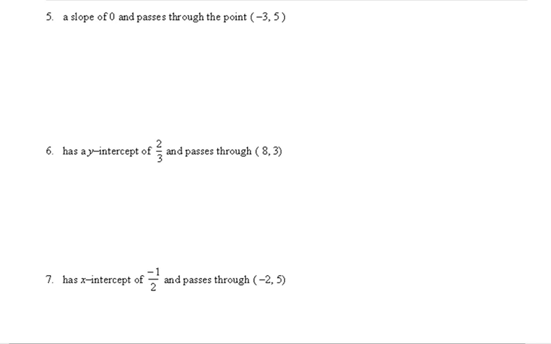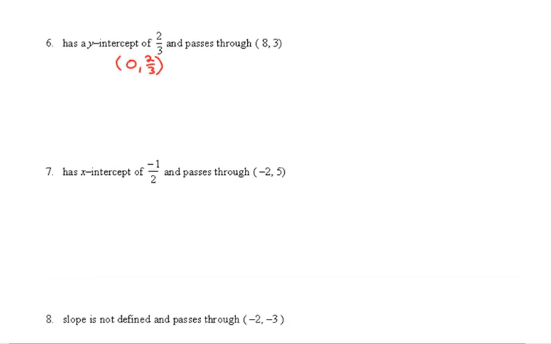So number 6, first question is, do we have our slope? It says has a y-intercept of 2/3 and passes through 8, 3. We don't know our slope. So we need to get our slope. But we need 2 points. Right now it only looks like we have 1 point. So can we turn the y-intercept into a point? Yes. 0, 2/3. Okay, now can you proceed with getting your slope? Yes.